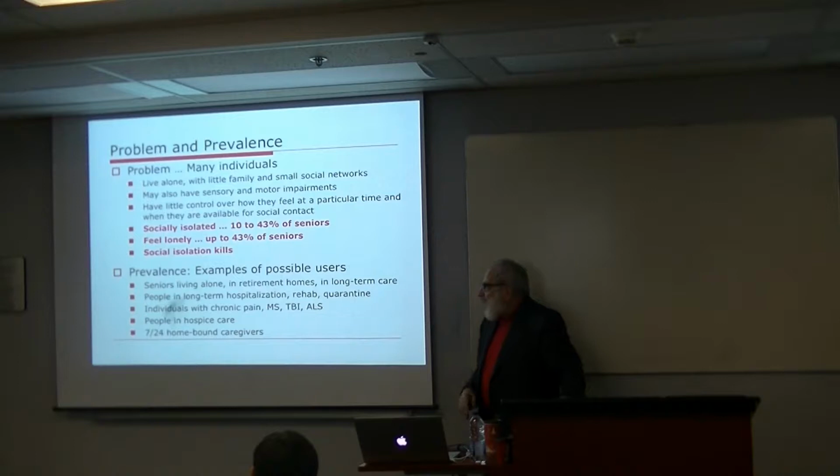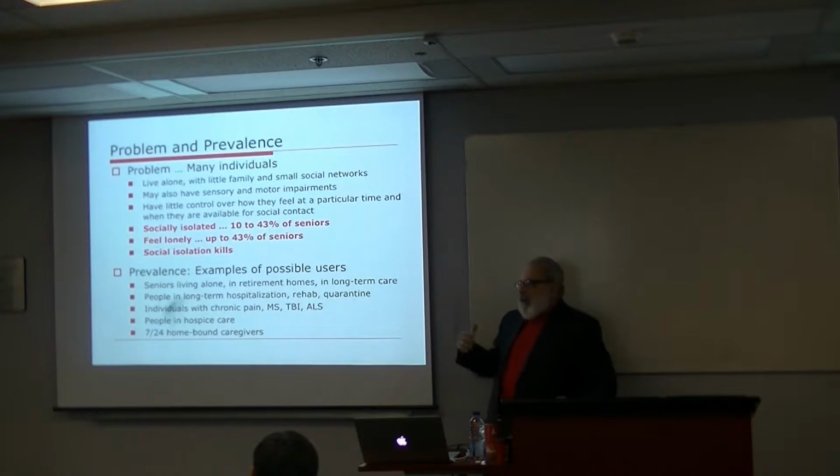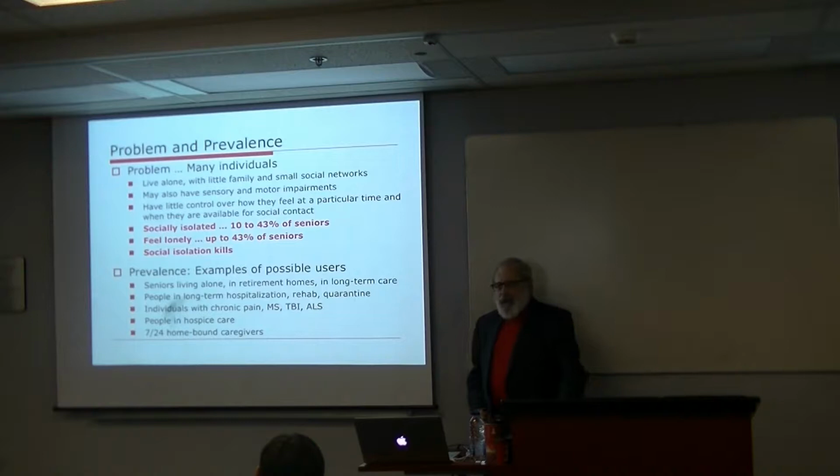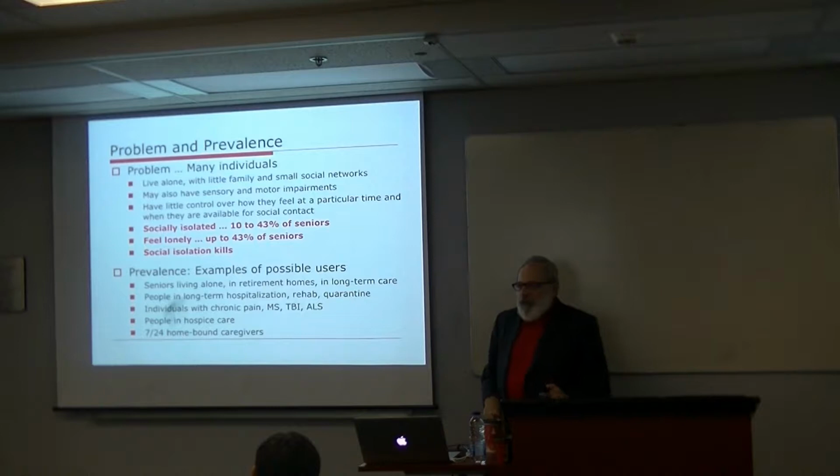And also homebound caregivers are another set of people who get very socially isolated. And there's now increasing research with numbers like 43% of seniors being socially isolated and 43% being lonely. That's a coincidence. I mean, social isolation does not necessarily imply loneliness or vice versa. Why that magic number 43 comes out of data, I don't know. And in fact, social isolation kills.